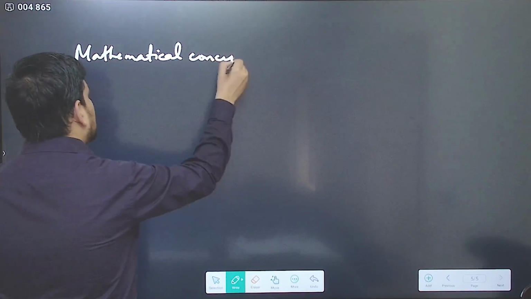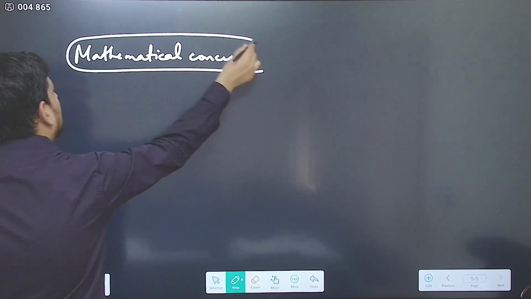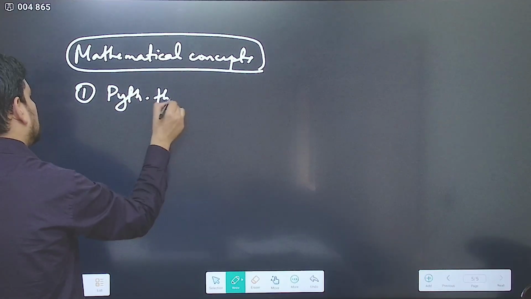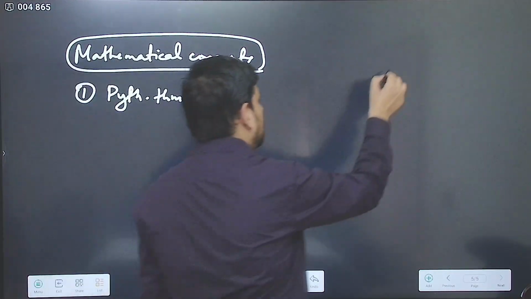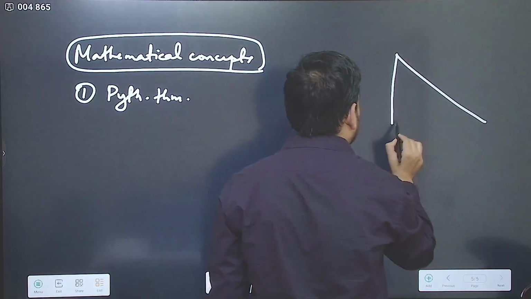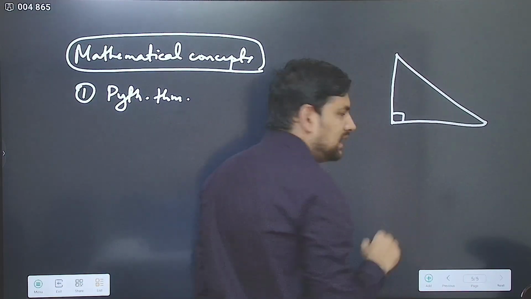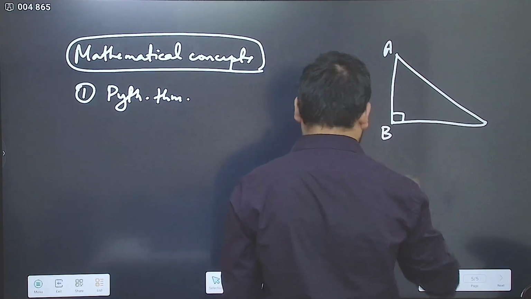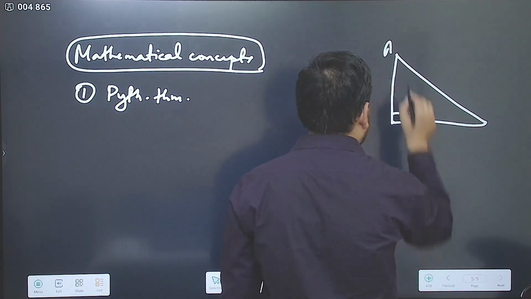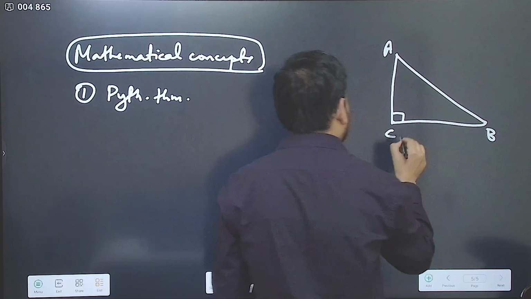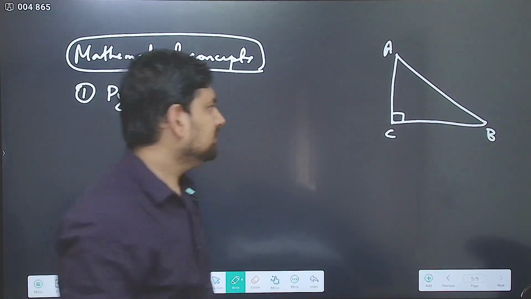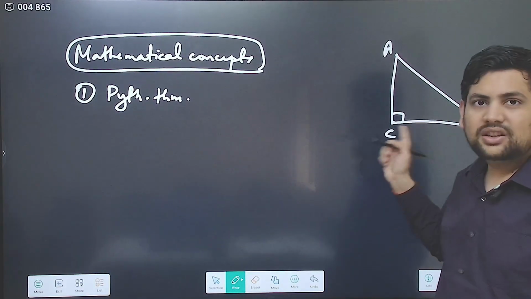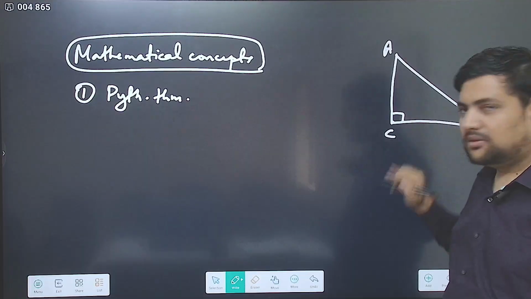Some mathematical concepts that will be used. So in this chapter, the first thing is Pythagoras theorem. You all might be knowing this. This is a right angle triangle, let's say A, B, C. Then clearly you can see, hypotenuse square is equal to this square plus this square.